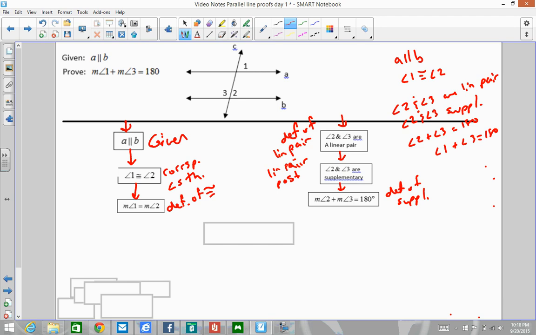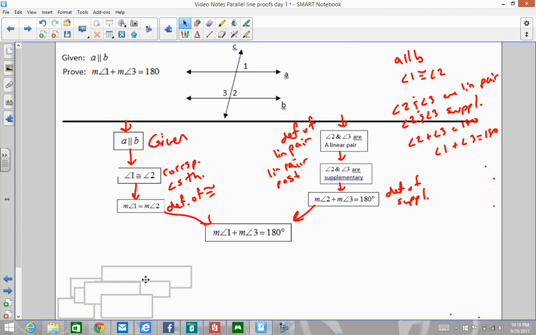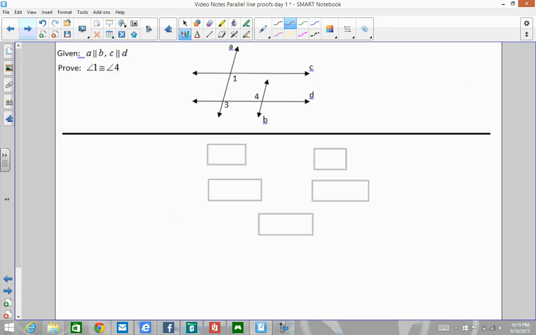I know 1 and 2 are equal to each other, so I can bring these two together. I can take out the angle 2 and replace it with angle 1. And when I do this, I get substitution. And I have proven that 1 plus 3 is equal to 180. And that is our proof. All right, so let's go to our next one.